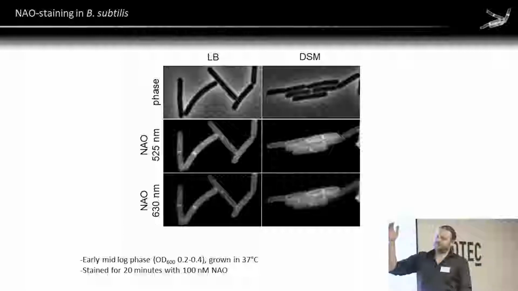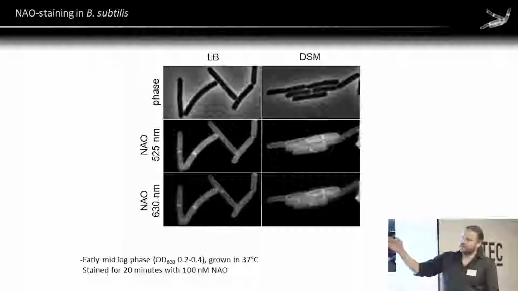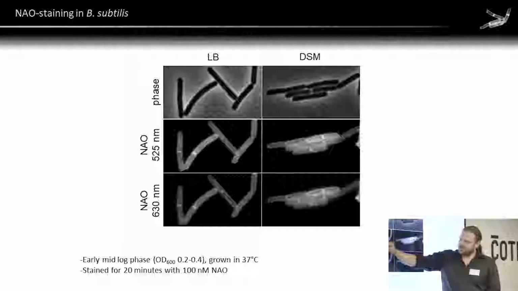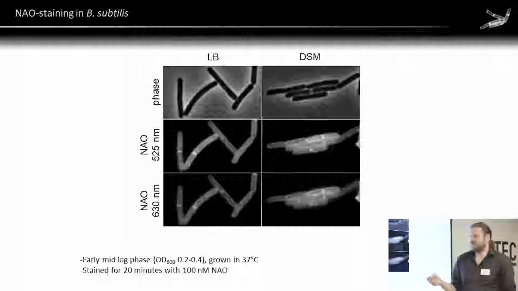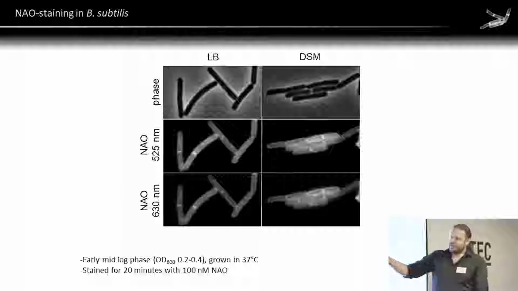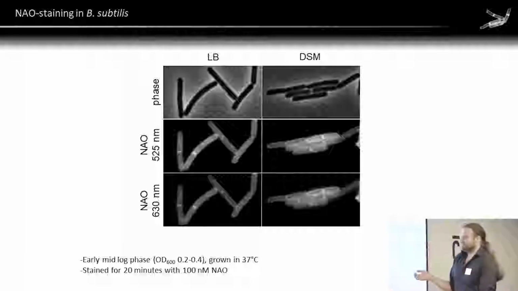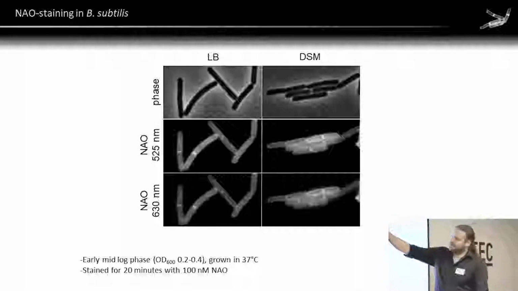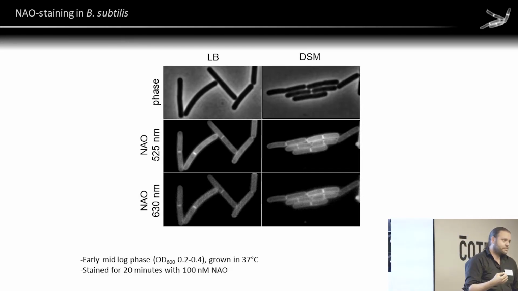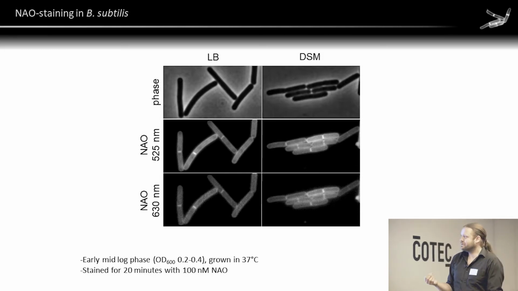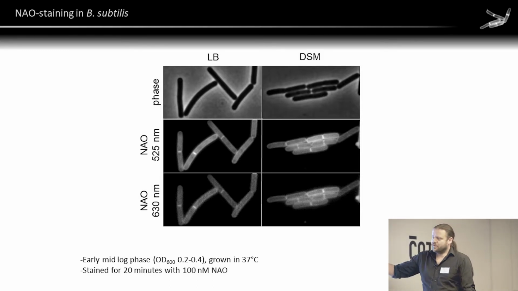This is when we stain Bacillus with this membrane dye. Importantly, we are always looking at two different wavelengths, the green and the red wavelength. The red wavelength should be the cardiolipin-specific signal, and green should be just for negative phospholipids in general. But in both cases, in LB and in DSM, which was used in the original medium where Bacillus cardiolipin domains were postulated, we don't see any domains.